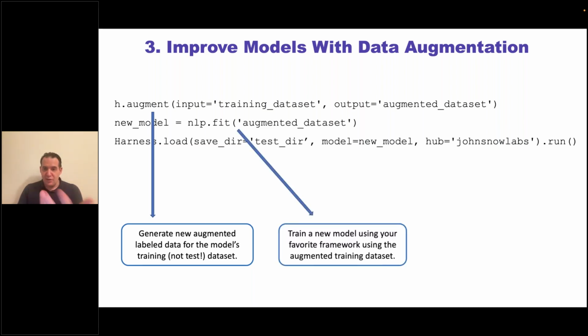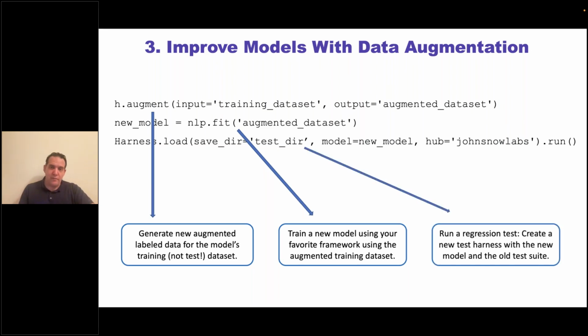After you generate the augmented training data set, you can train your model. That's something you do outside the testing library, in whatever framework, whatever library you want to use. And once you have a new version of the model, you can run a regression test. The way regression tests work, you call harness.load, and then you tell it, look, what is the saved here? So where did I save my tests?